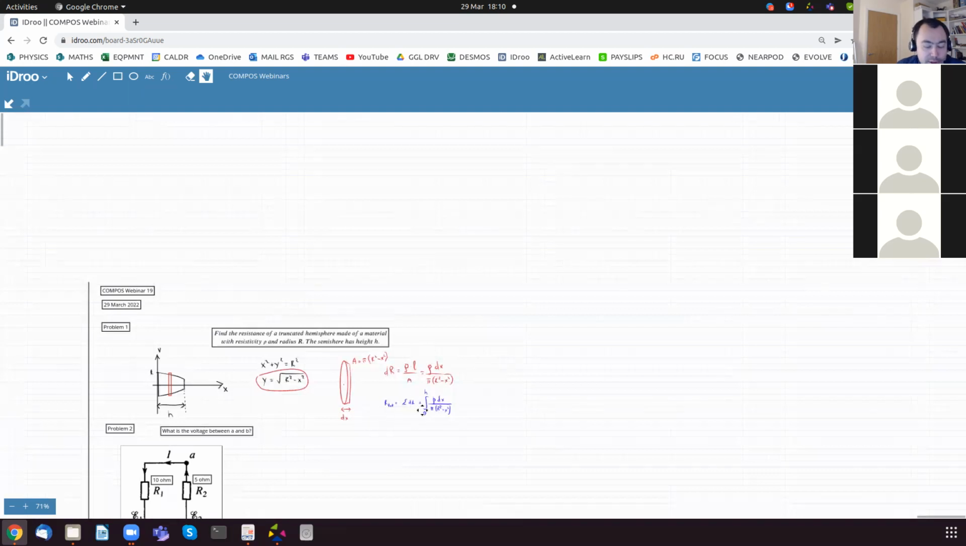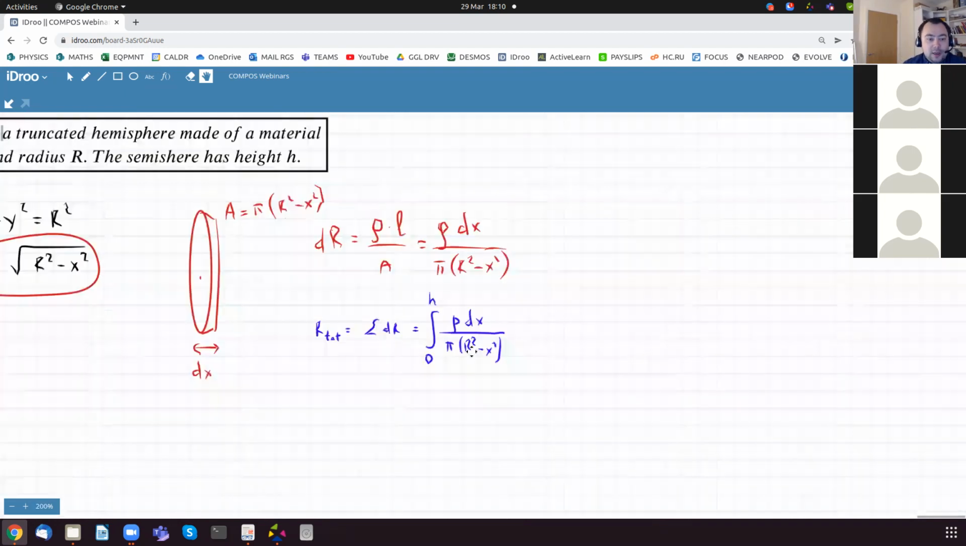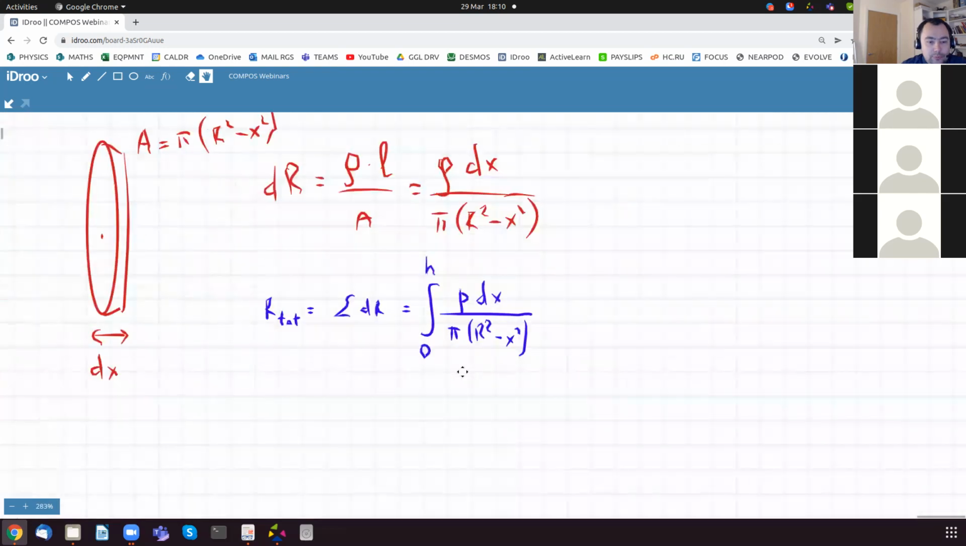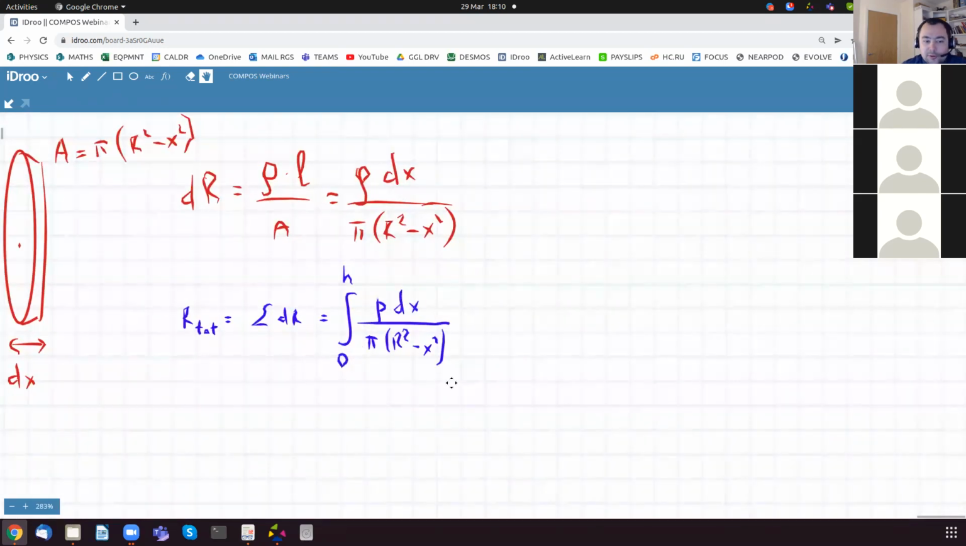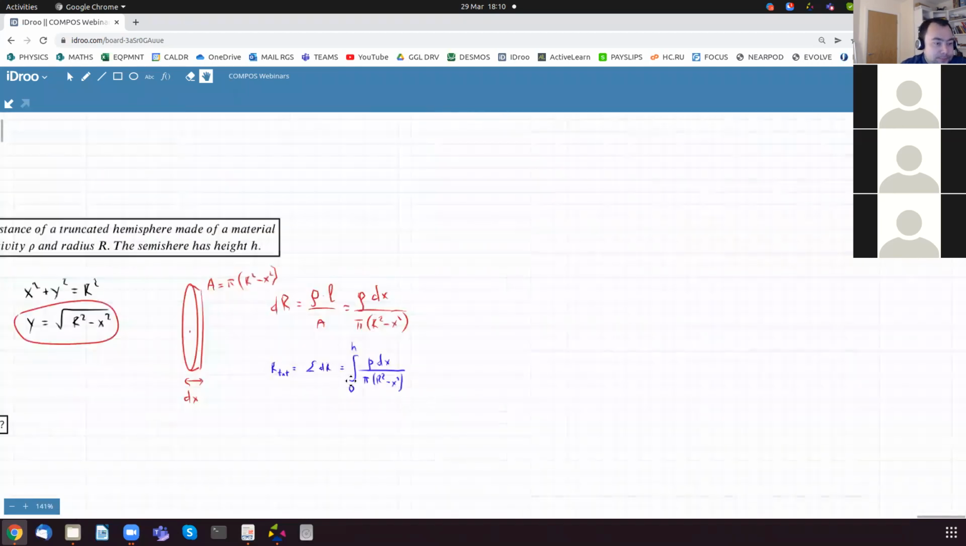And then you just integrate to find the total resistance. Now integrating this is a whole other story. How do you integrate something like that? How do you integrate that?